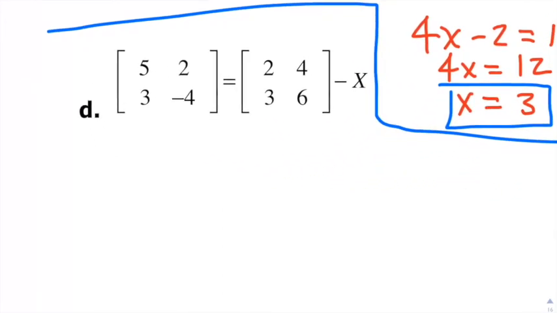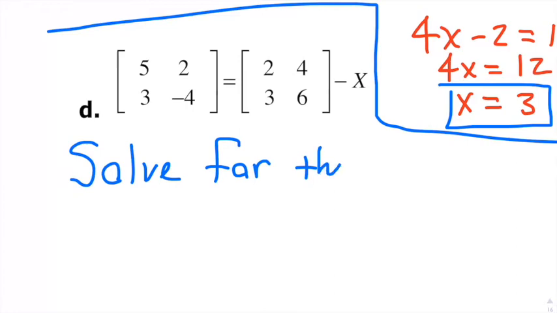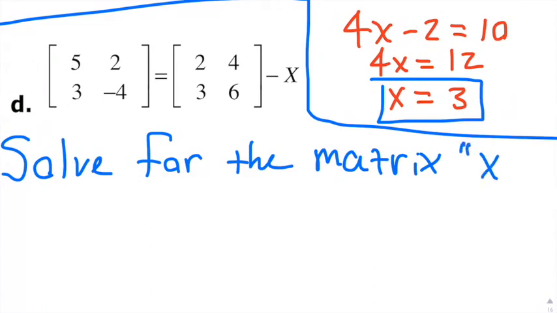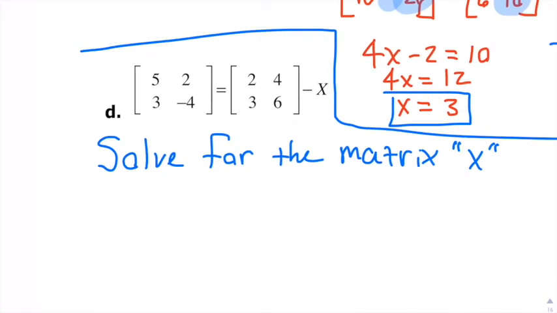Now every now and then, instead of a regular x, they'll put a capital-looking X right here, and this usually means we're solving for a matrix. I guess matrix X. That's what this is asking for here. Solve for the matrix X. What matrix do I need to subtract to get this matrix right here?